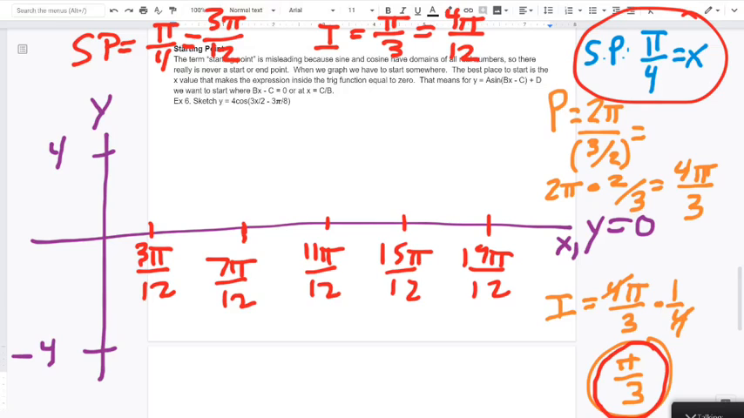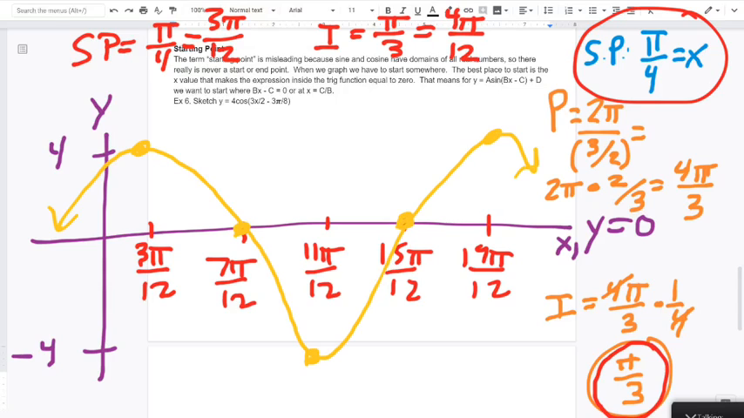And it's cosine that we're dealing with. So for cosine, we're going to start at the maximum and then go to the middle, back to the minimum, back to the middle, and then back to the top. And that's how you graph by shifting these left and right.